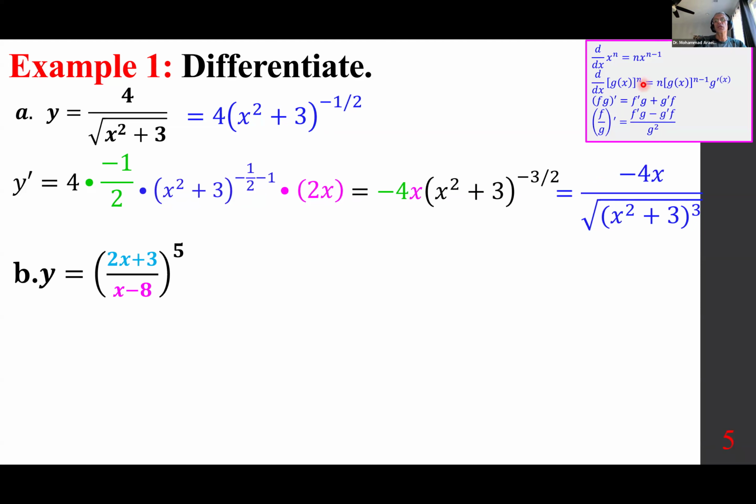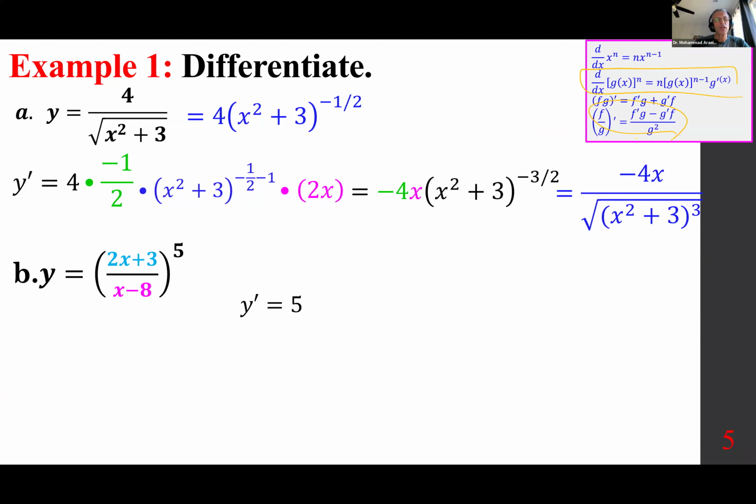This also uses the extended power rule, everybody, first, in conjunction with a quotient rule. So first 5, and then 2x plus 3 over x minus 8 to the power of 4. And then we call this f, we call this g, and we follow f prime g minus g prime f over g squared. So the top gives us a 2 times x minus 8. The bottom gives us 1 times the top, and the bottom squared. And that's the final answer as far as the calculus is concerned.